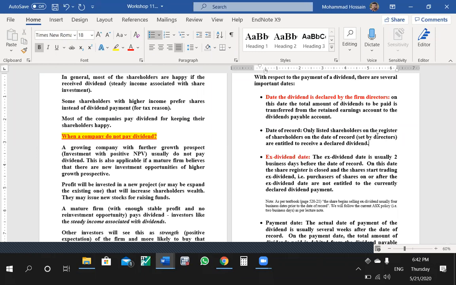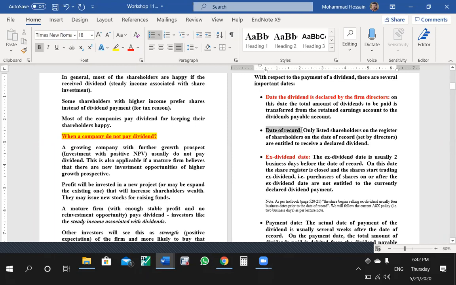How much dividend is that? Well, they decide 5%, 10%, whatever they decide from the earnings. Okay, 10% of their earnings. Don't think that 10% is each share. No, it's not like this. Okay.